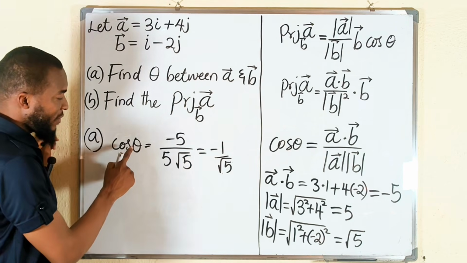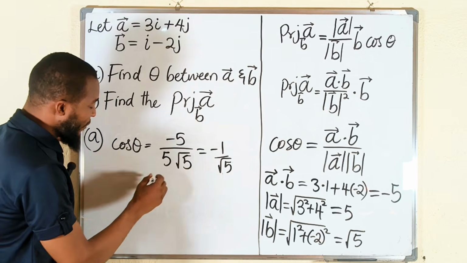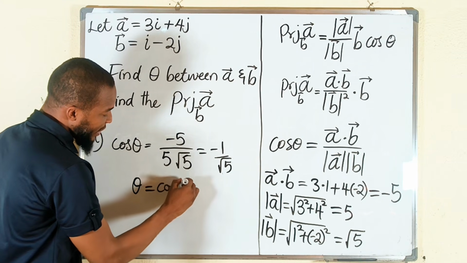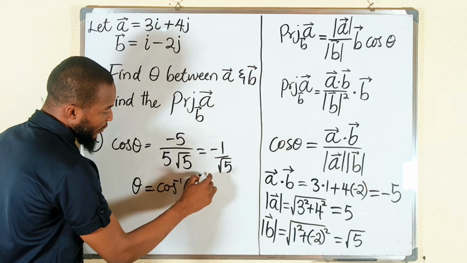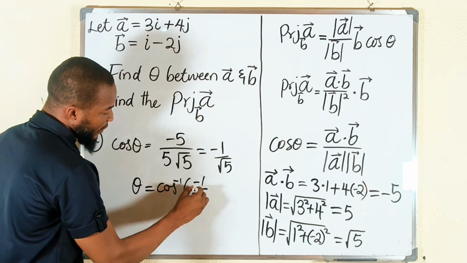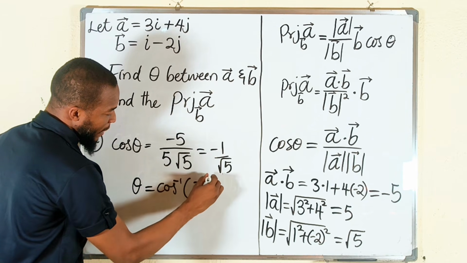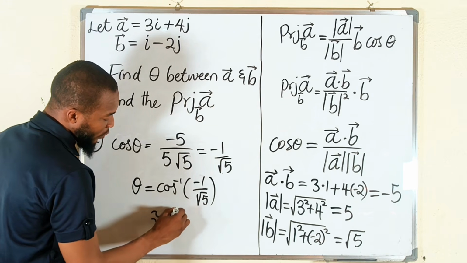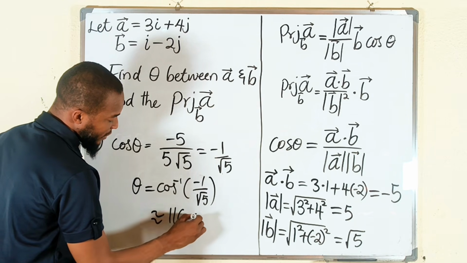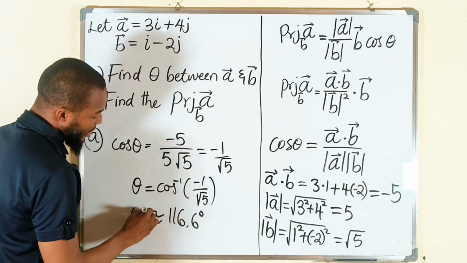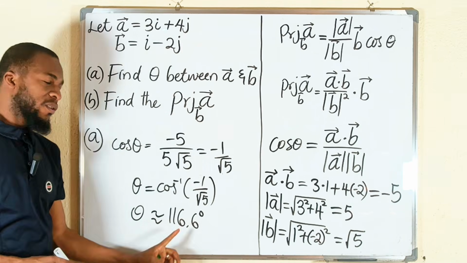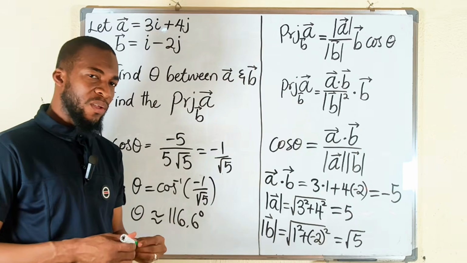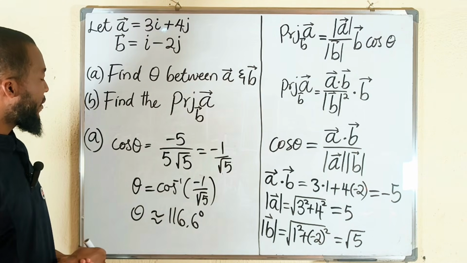And finally, since you are looking for theta, you take cosine inverse of both sides. So theta is cosine inverse of negative 1 divided by square root of 5, and this is approximately equal to 116.6 degrees. So the angle between these two vectors is 116.6 degrees to 1 decimal place.